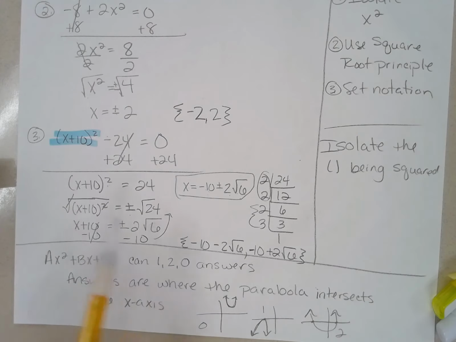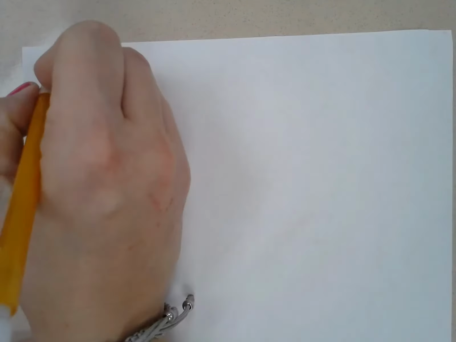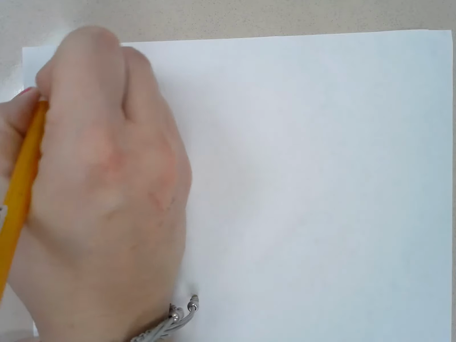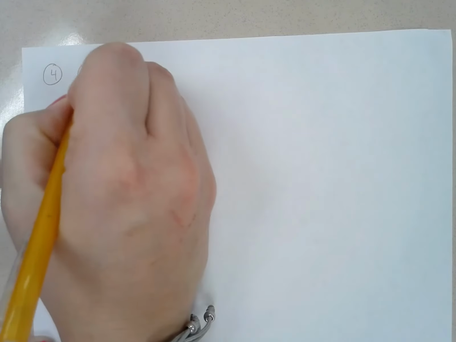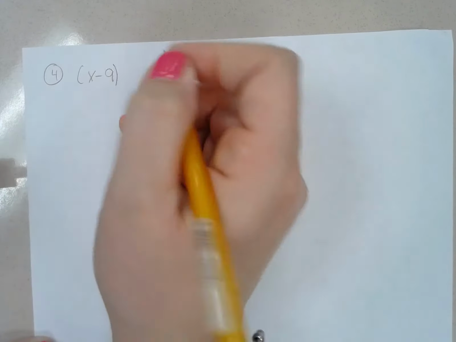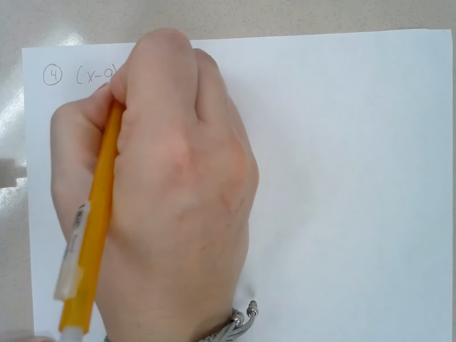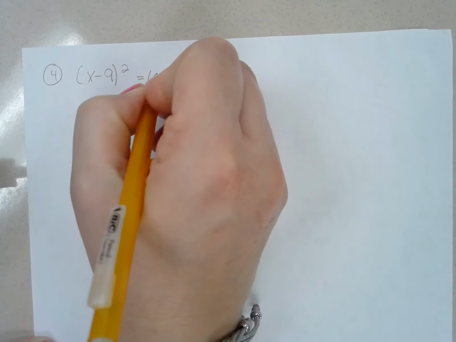Let's do a couple more like these because these are the ones you're going to see a lot of. You're going to see a lot of solving things that are in vertex form. So let's go to the back of our page, and we're going to do the same things. We're going to take something that's in vertex form, x minus 9 squared equals 64.